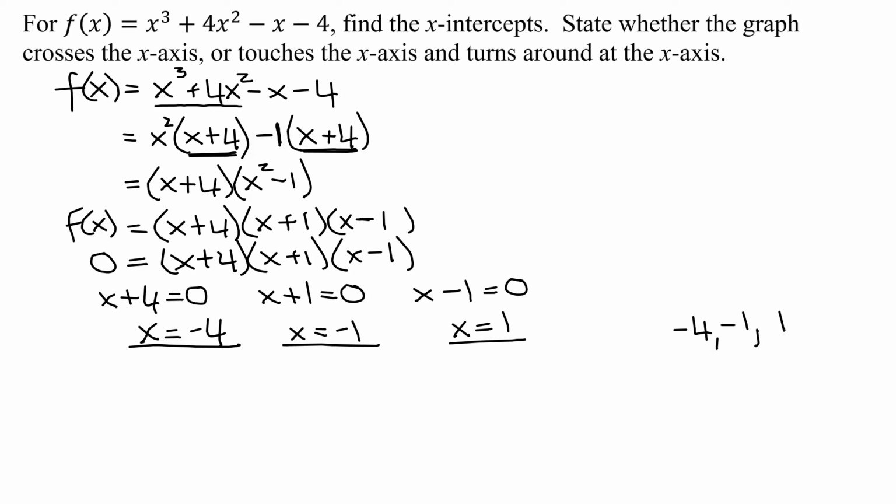The last thing I have to decide is the behavior at these intercepts, and that depends on the multiplicity of the zeros. If I look at my factored form, how many times do each of these factors appear in the factored form? Just one time. So each of them has a multiplicity of 1, which means the graph will cross the x-axis at each of these x-intercepts.